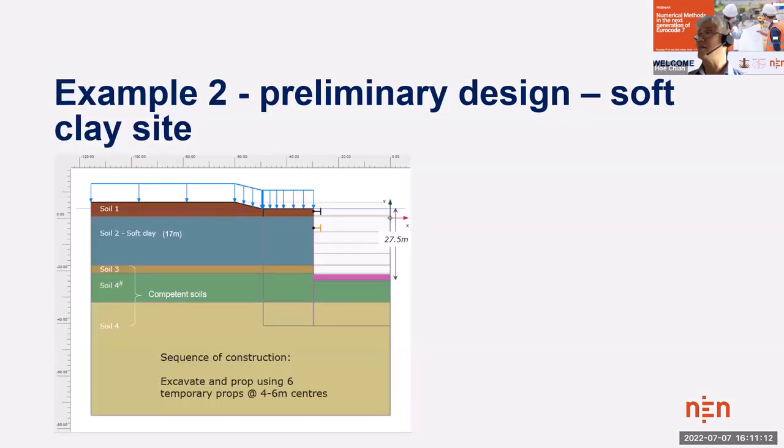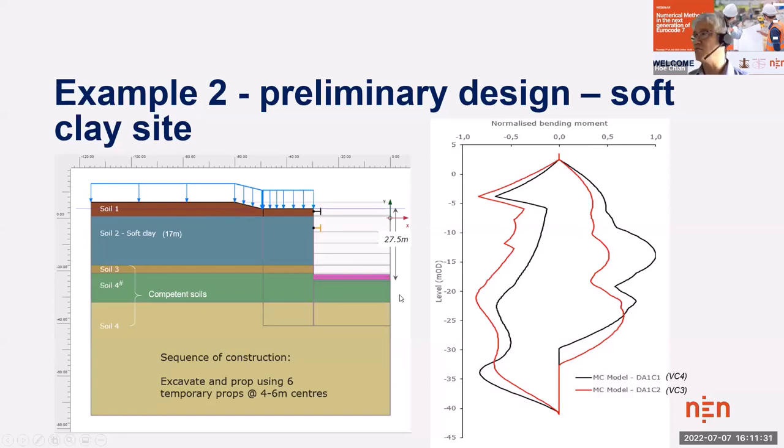The second case is the soft clay site. It has got 17 meters of soft clay, and the excavation is about 28 meters deep. Beneath the soft clay, we have more competent soil. The design has been done using a Mohr-Coulomb model. For combination one or verification case four, that is the more critical case. And for combination two or verification three, it's less critical.